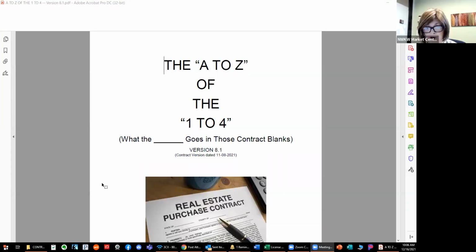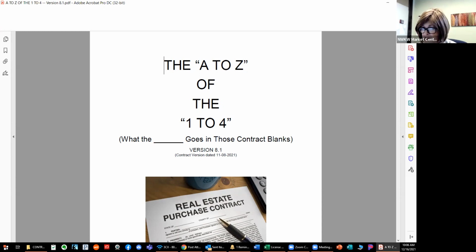I am not good at sharing the screen. I don't like to do it. That's why I'm excited about doing it in person. But let's see how we do this. Okay, share screen. This is the one I want to share. Okay, can you see the A to Z of the 1 to 4 now? Yes. You can? Okay, good. Excellent. Let's see how do I make that go away. Whoa. All your little pictures just disappeared on me here. It minimized everything.